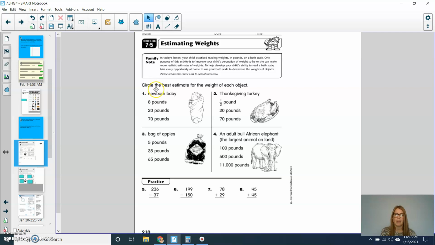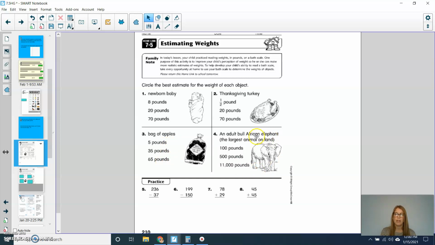So in a moment, I'm going to ask you to pause the video and circle the best estimate for the weight of each object. So I want you to think about a newborn baby. About how many pounds? About 8, 20, or 70? You would circle your answer. Thinking about a Thanksgiving turkey. About how many pounds? A half, 20, or 70? Thinking about a bag of apples. About how many pounds? 5, 35, or 65?